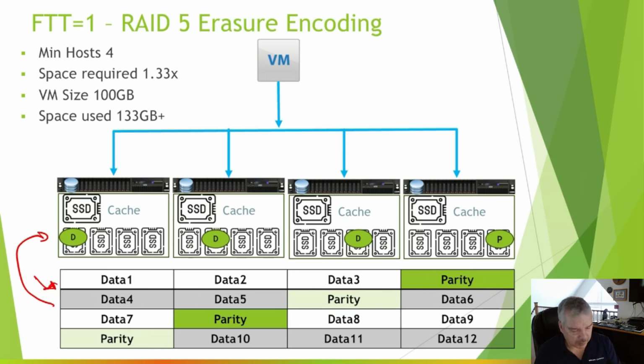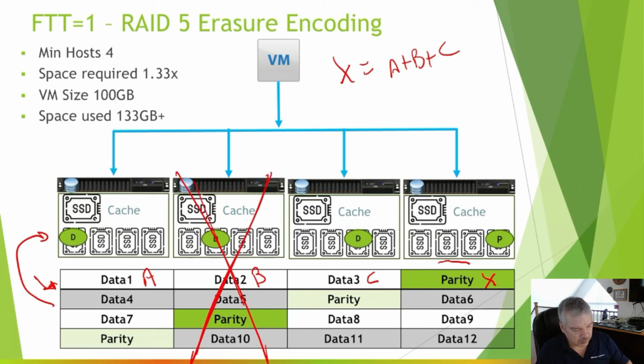Now, if you don't know what parity is, let's do a practical example. Let's say Data 1 has the value A, Data 2 has a value of B, Data 3 has a value of C, and parity has a value of X. So basic mathematics: X is equal to A plus B plus C. Now if all of a sudden I lose this, what did I lose? I lost B. Well, B is equal to X minus A minus C. So pretty straightforward.